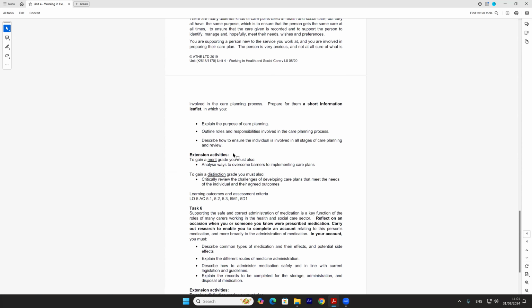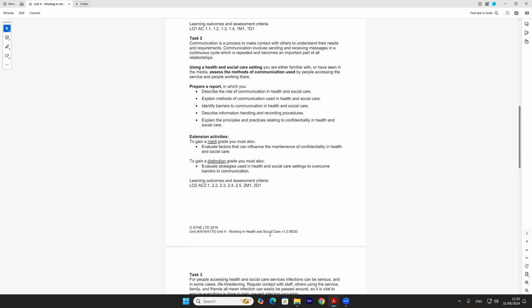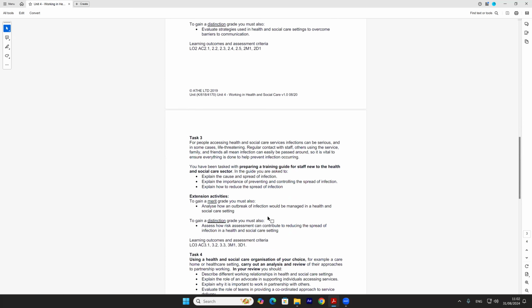Then when we have completed that, after the introduction you will start with learning outcome 1, which is 1.1. Then you'll go for 1.2, 1.3, 1.4, then 1M1 and 1D1. Then you will go for learning outcome 2, where you need to do 2.1, 2.2, 2.3, 2.4, 2.5, and 2M1 and 2D1.